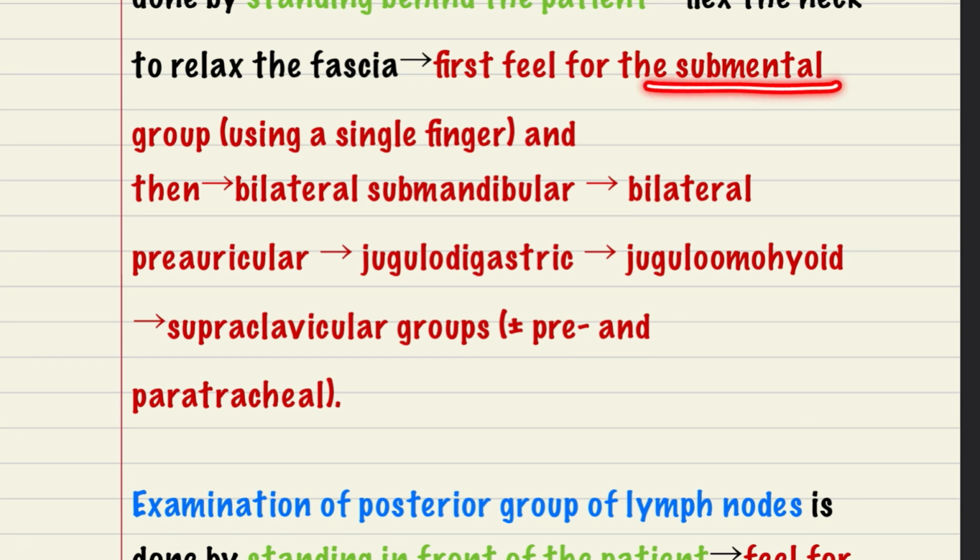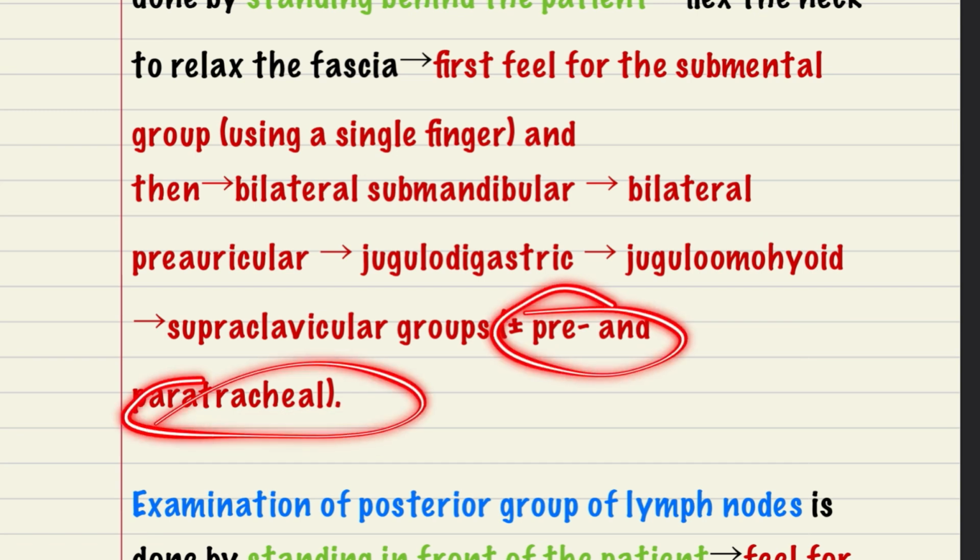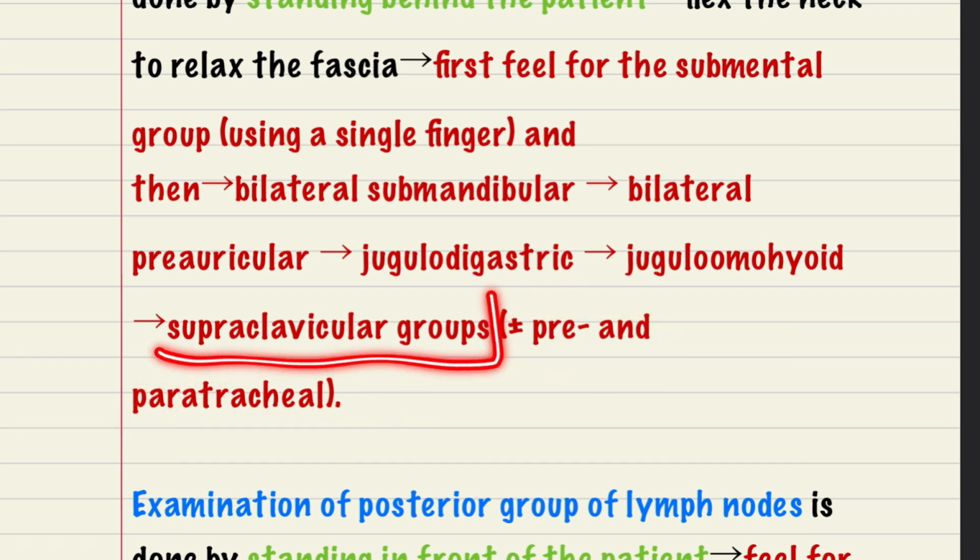First go for the submental group, then bilateral submandibular using both hands, then bilaterally preauricular, then jugulodigastric, jugulo-omohyoid, then supraclavicular lymph nodes. The paratracheal lymph nodes can be included or not, but at least till here you have to do it, and do it in this sequence only.